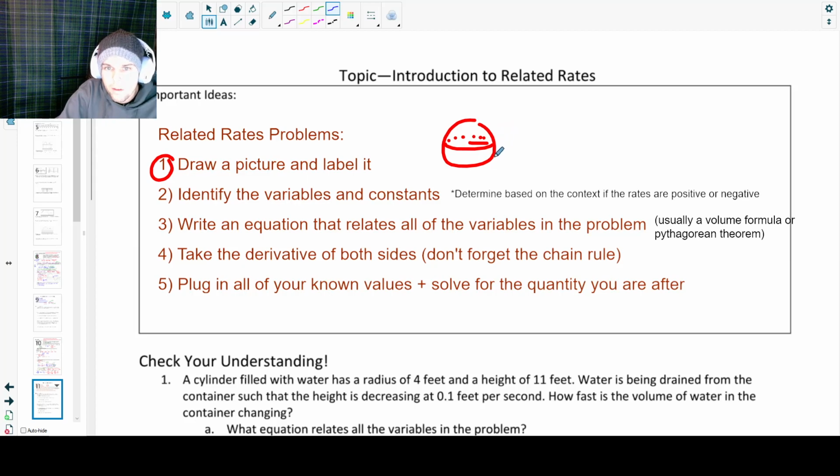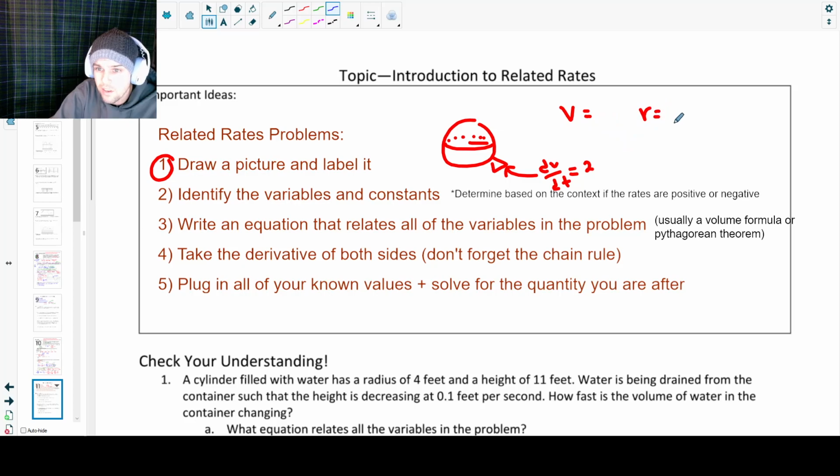and label it. We have our balloon, air going in the balloon. We had a rate for that, dV/dt, which was 2. I'm not going to include the units on that. Step 2, identify the variables and constants. So we have a few variables in this problem, right? We have volume. Volume was changing. It was based on time.